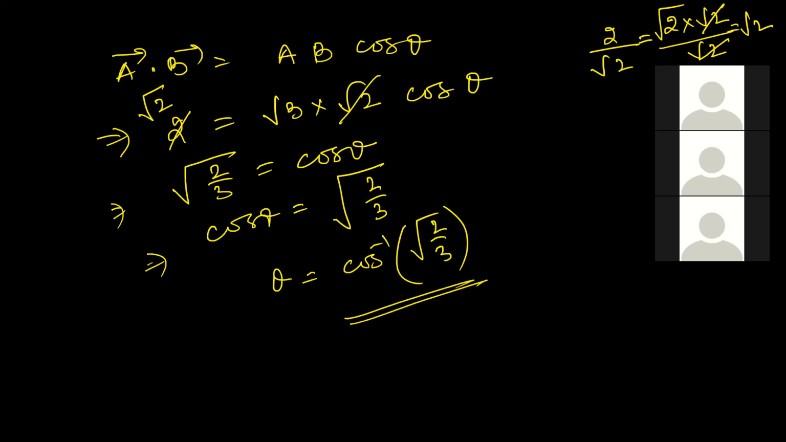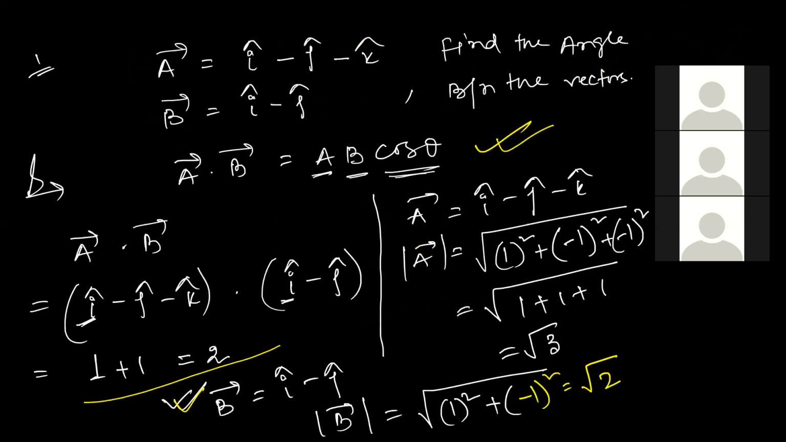Whether this portion is clear, everyone just say now. Sir, how did that 2 come? That 2 is the dot product of the two vectors. That means A vector dot B vector is equal to 2. That value I have substituted.